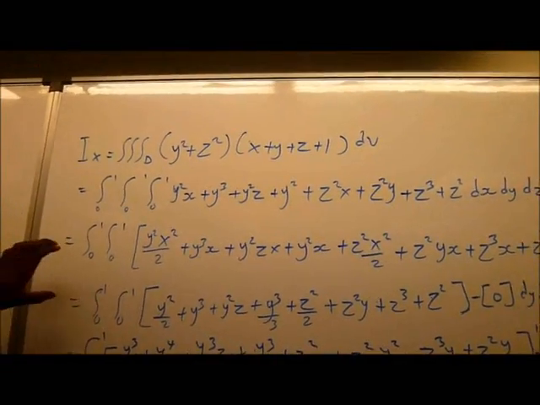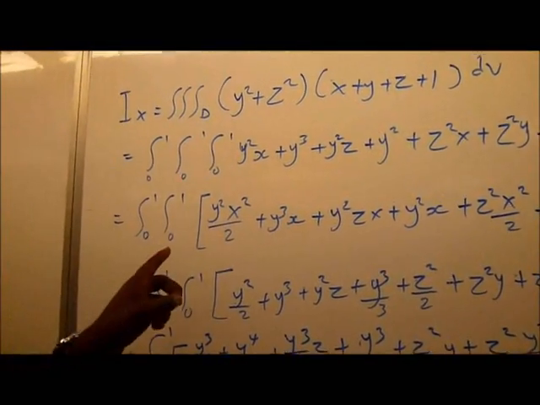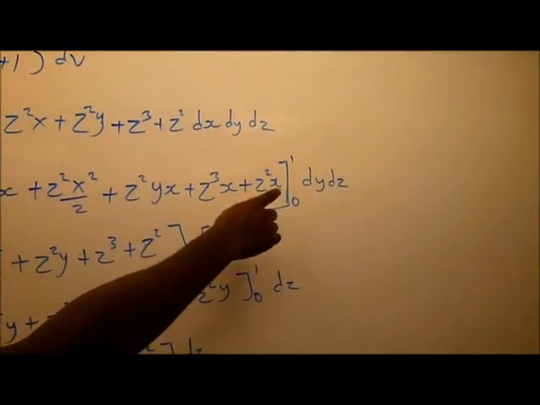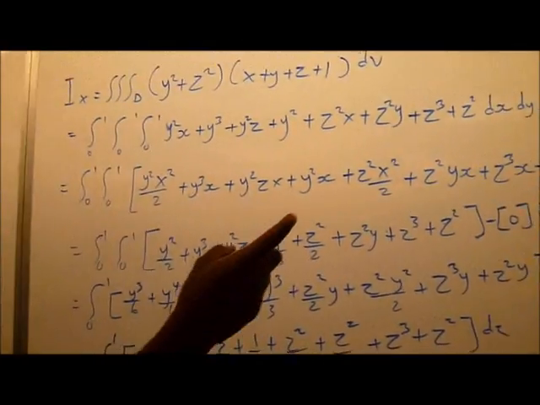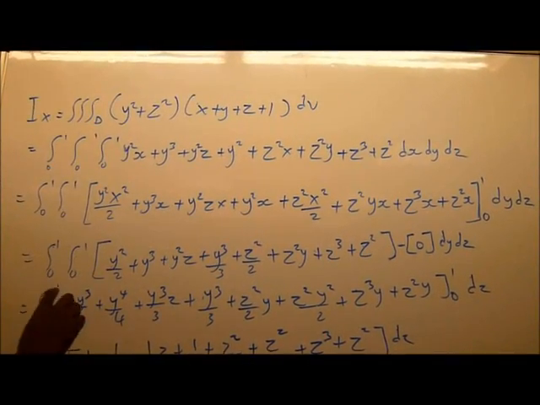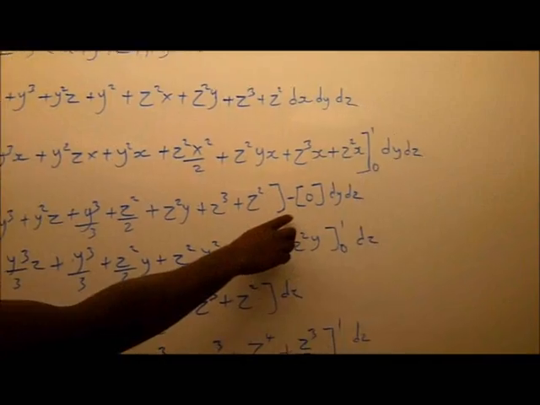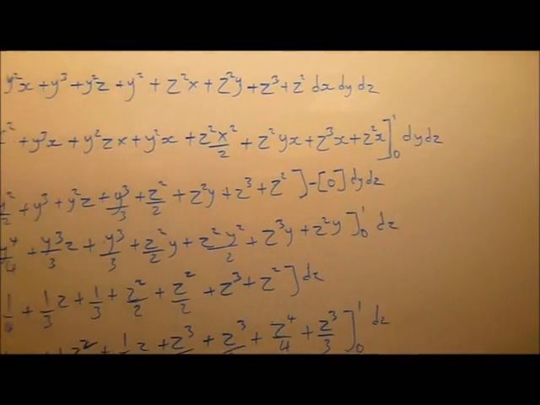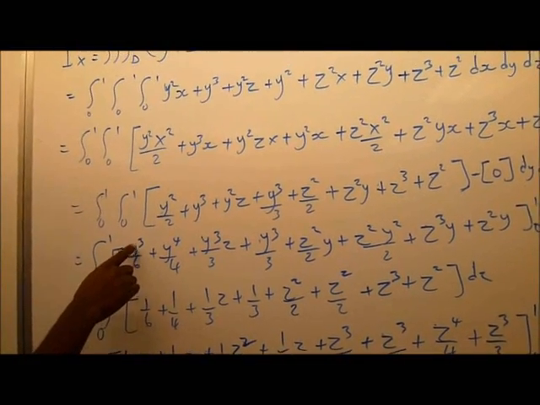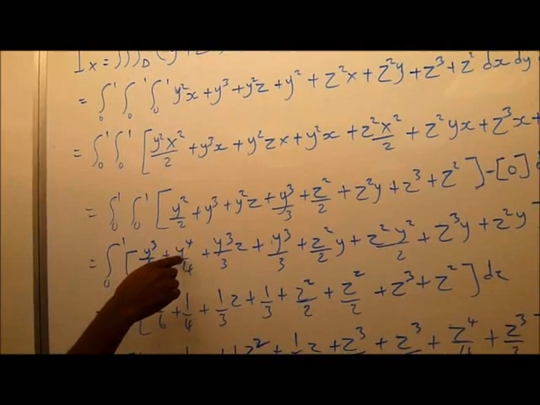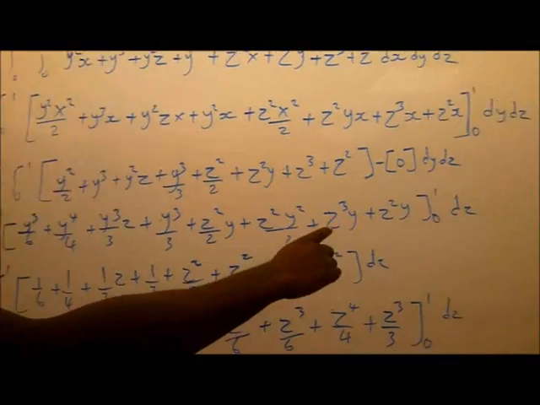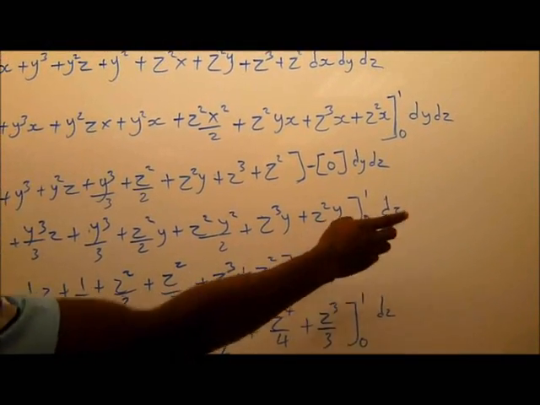First we integrate with respect to x. So we will get this function. Then the limit is from 0 to 1. After integrating with respect to x, we solve, you can see here, then we subtract the 0. The next stage is we integrate with respect to y. So that's when we have y squared, y cubed over 6, y to the power 4 over 4, y cubed z, and then the limit is from 0 to 1, dz.